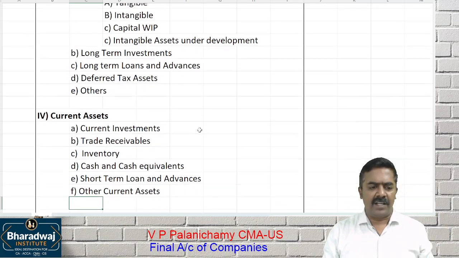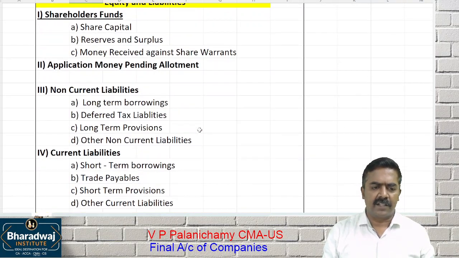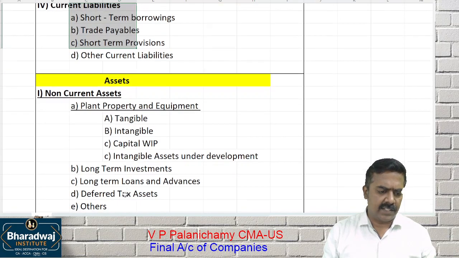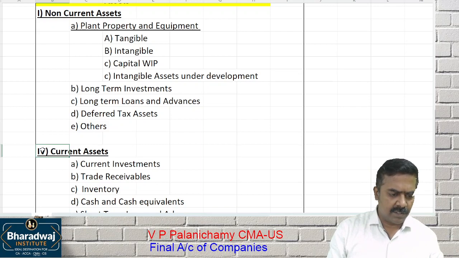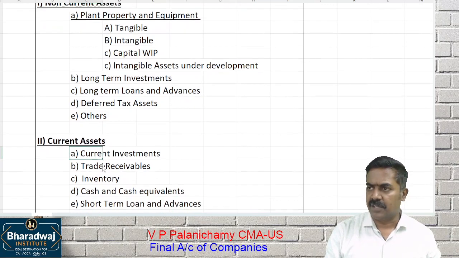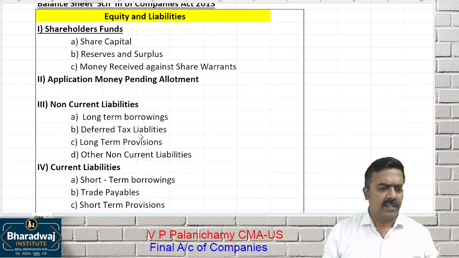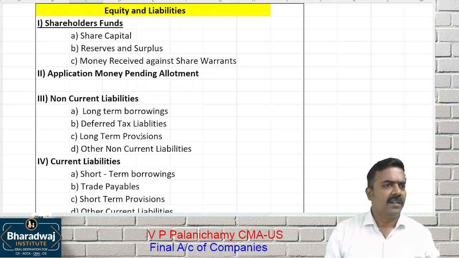Simple. Any balance sheet must be written in this format only. Clear? Liability, how many headings are there? 4 major headings. Sub-headings are also there. Assets, 2 major headings. Non-current assets and which one? Current assets. Can I change the order? No. It must be presented only in this particular format. This is a format applicable to a company.